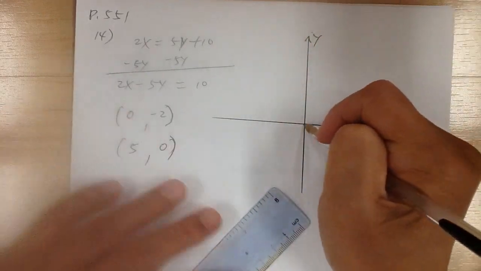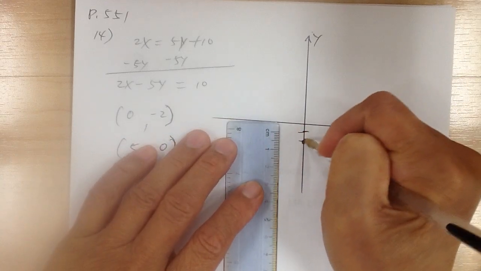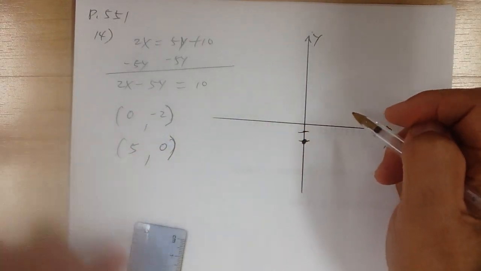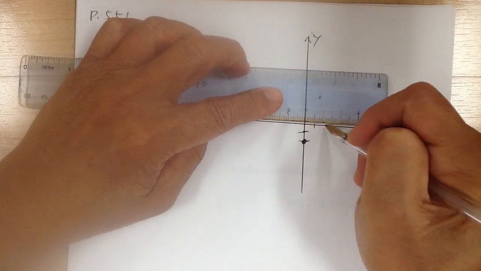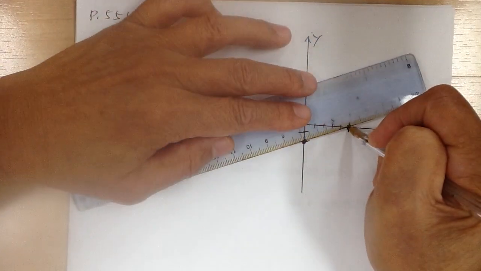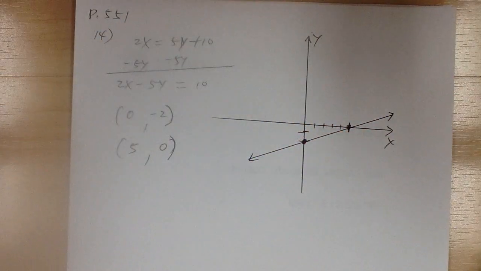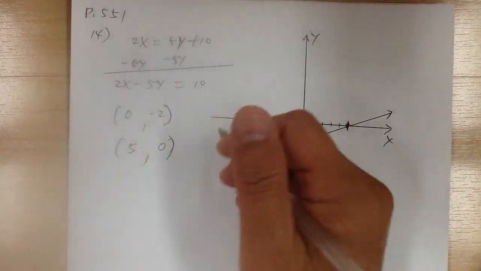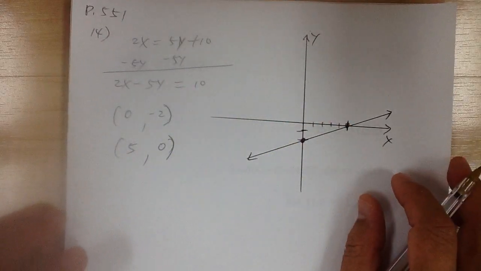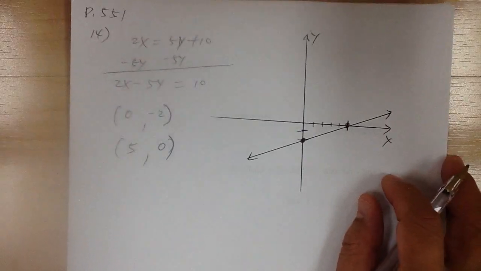So first point is 0, negative 2. Okay, so that's that point over here. Next point is 5, 0. And so connect the two intercepts, and that would be the graph. Now you can always make a table, but a table is the most primitive way of doing it, and it takes too long. So this is a quicker way of doing it.